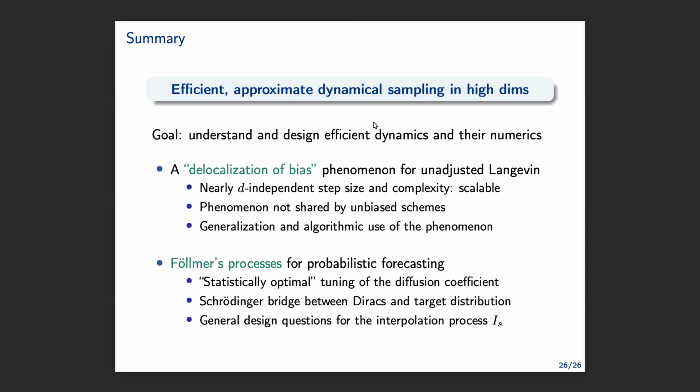In the first part, we show there is a delocalization of bias effect, and it gives the first nearly dimension-free results, which advocates that the biased approach can be more scalable. We're currently working on the generalization of this and also some algorithmic use of this phenomenon. The second part is probabilistic forecasting, for diffusion model-based sampling problems. We have the stochastic interpolant or diffusion model-based approach to learn the forecast. And mathematically, we show there are special processes which are statistically optimal in the sense of the optimal path measure in KL. So this is the optimal way of tuning the diffusion coefficients, and it gives the Schrödinger bridge between Diracs and the target.